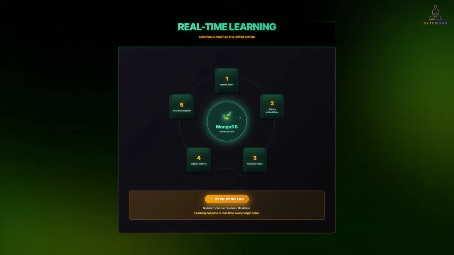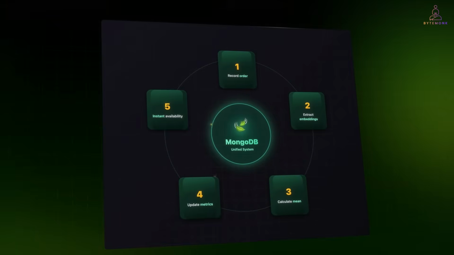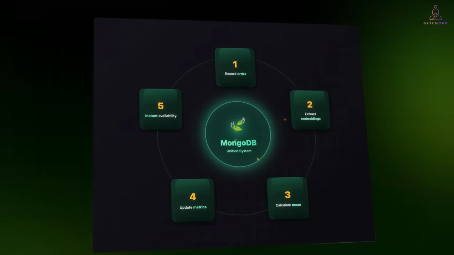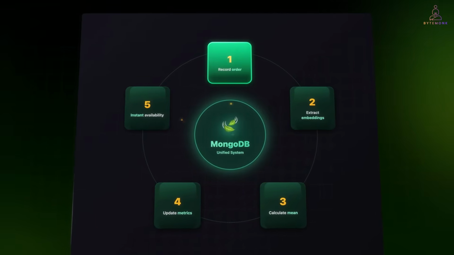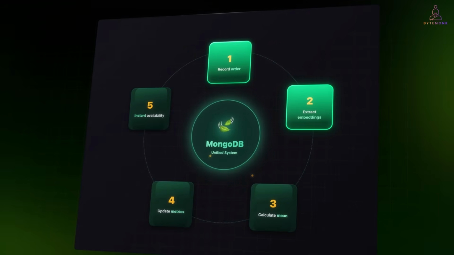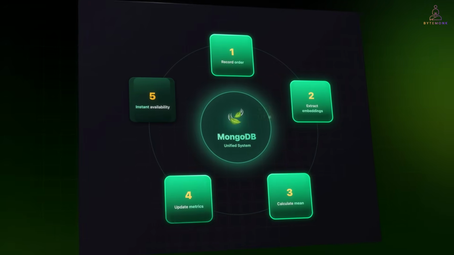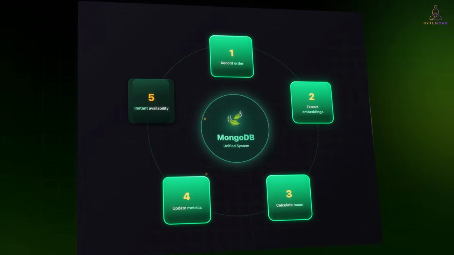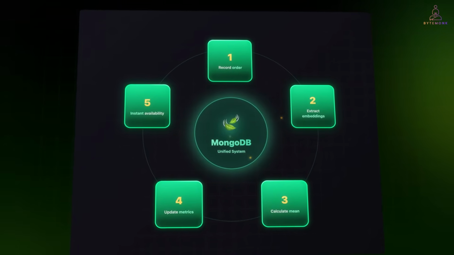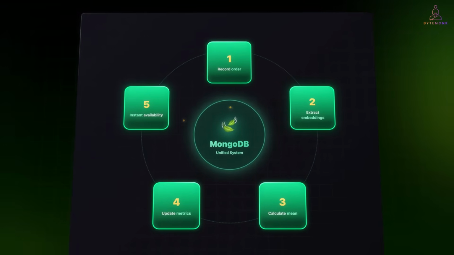Alright, now let's talk about the real-time aspect, because this is where unified data really shows its value. When a customer places an order with multiple items, I need to record that order transaction, extract embeddings of all items in the order, calculate and store the mean embedding representing this combo, update popularity metrics on individual items, and make this learning immediately available for future recommendations.